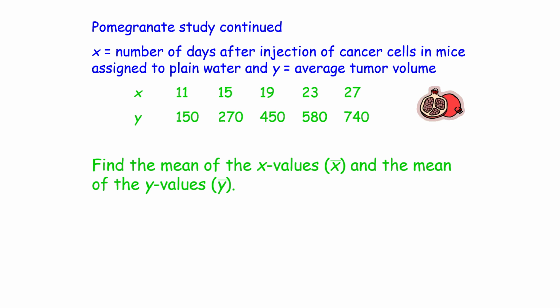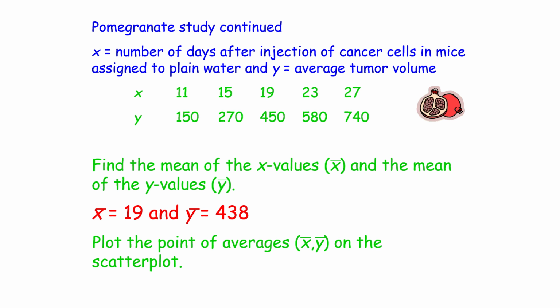So let's talk about finding the mean. I want you to find the mean of the x values and the mean of the y values. So go ahead and push pause and do that. And when you're done, push play and we'll check and see if you're right. So you should have gotten an x mean of 19 and a y mean of 438. Now we want to plot the point of averages on our scatter plot, and you can do that by taking your calculator and adding that point to your list.